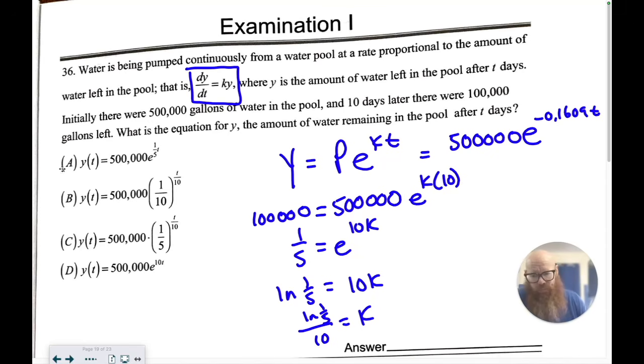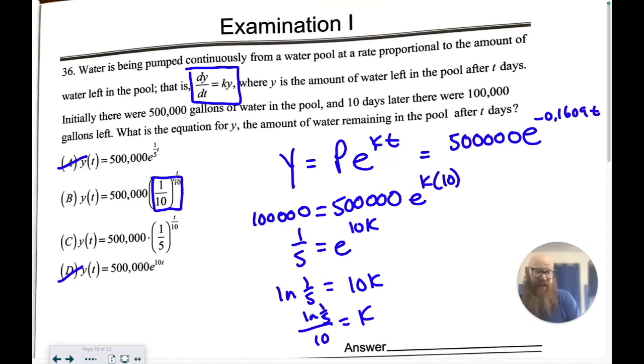So here's what I do. I get rid of A and D because those have e in them and they have a different value for k, so they're clearly wrong. Then I don't need to check each answer, I only need to check one. So what I do here is I imagine what this number would be, which is 1/10 to the 10th.